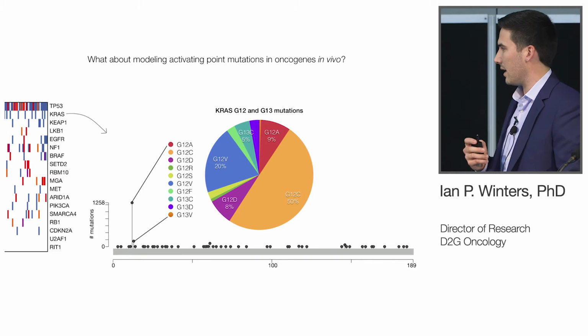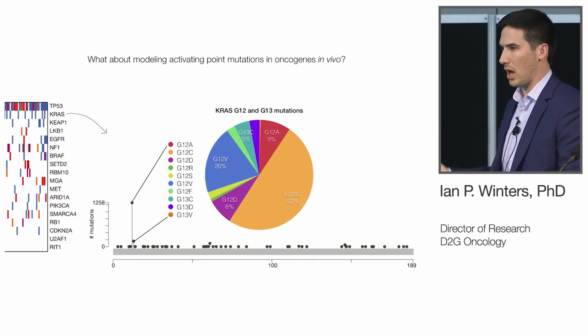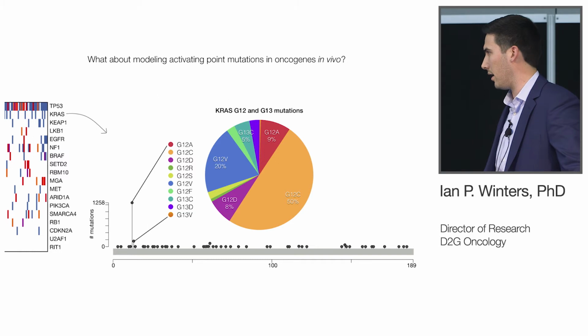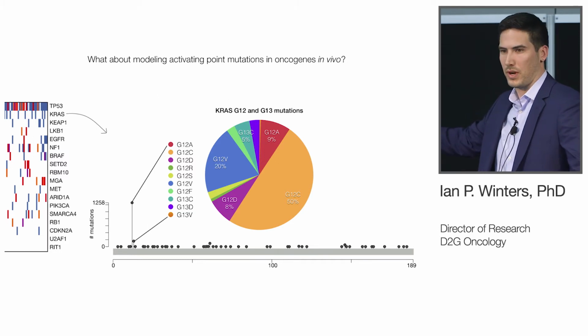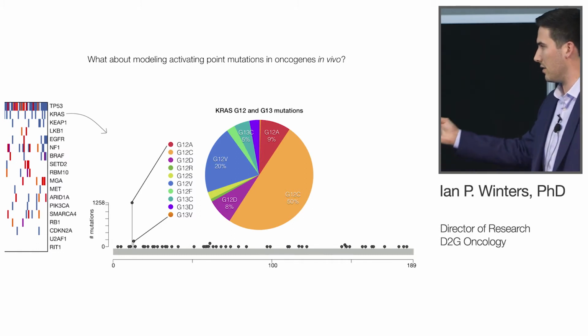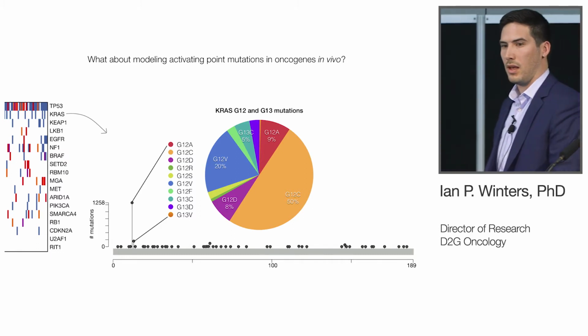What's more interesting is that if you look at these particular loci, like these hotspots, the mutations that occur at those hotspots are quite diverse. So for example, for KRAS G12 and 13, you see a very diverse spectrum of different mutations that occur there. G12C is the most common in lung cancer patients.